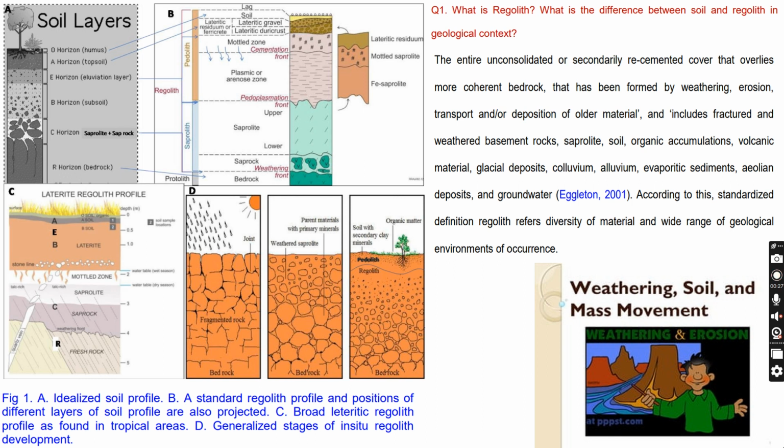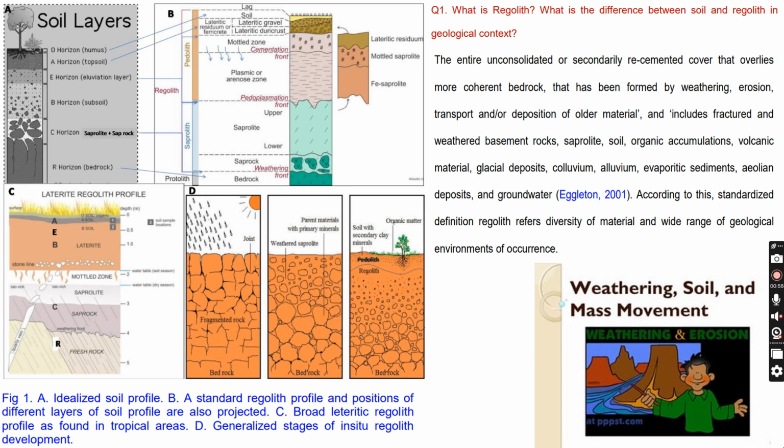Most of the time, this terminology comes up for whoever works in the field during mapping. Sometimes we get confused about how to distinguish these, especially in soil cover regions during soil sampling. What is the difference between regolith? By the way, what is regolith? And then what is the difference between soil and regolith in a geological context?